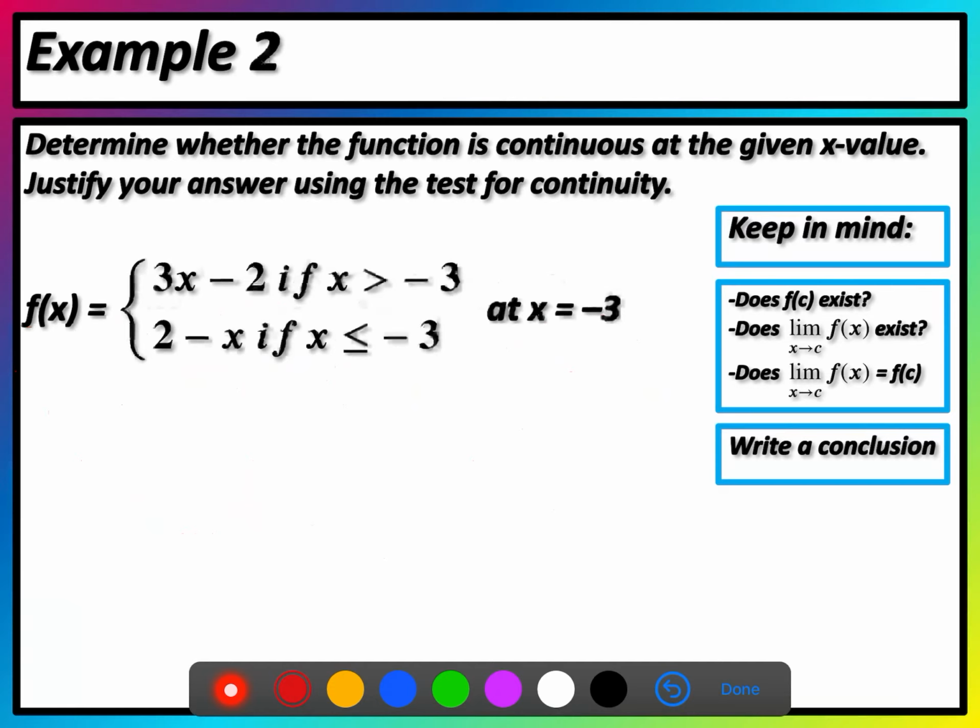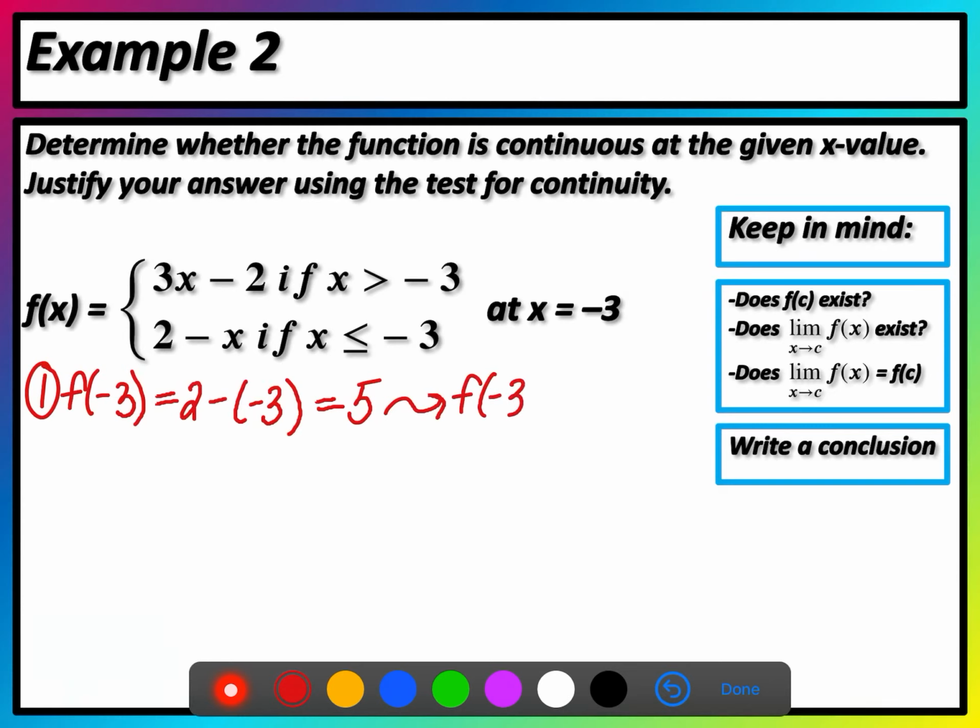Okay, so finding continuity for a piecewise function. All right, when we evaluate the function at the x value that's given, so at -3, we're going to use the piece of function where it's actually equal to -3. So for step number 1, I'm going to be using 2 minus x because that is where the piecewise is actually equal. Okay, so the function is defined there.